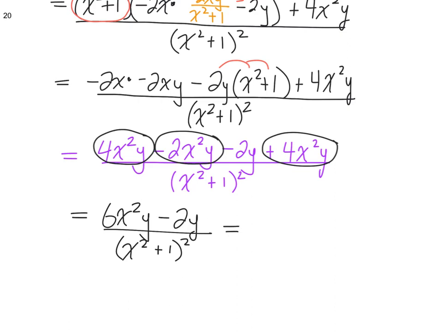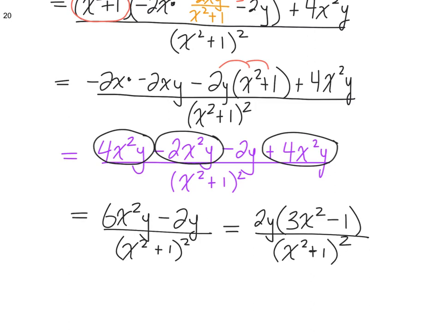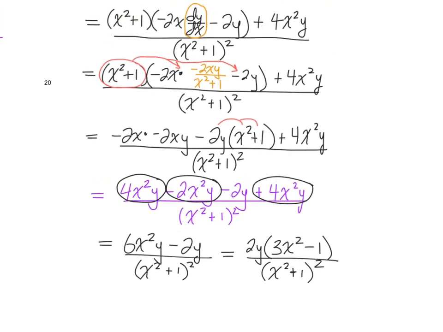And then the final step, at long last, would be when we have a GCF on the top, pull out the 2y. And so we're looking at 3x squared minus 1 over x squared plus 1 as a quantity squared. And that would be my second derivative.